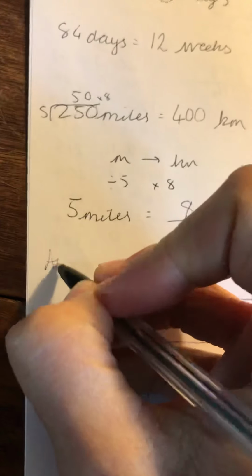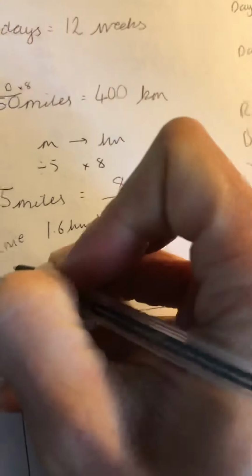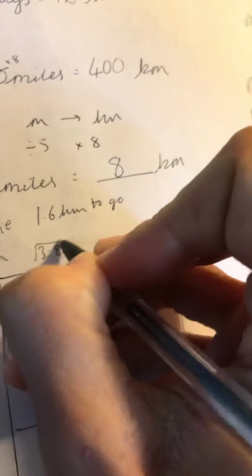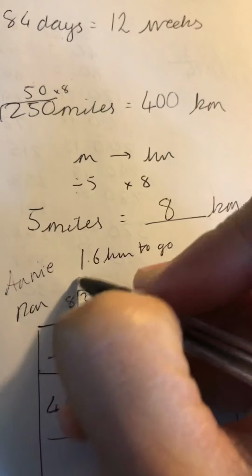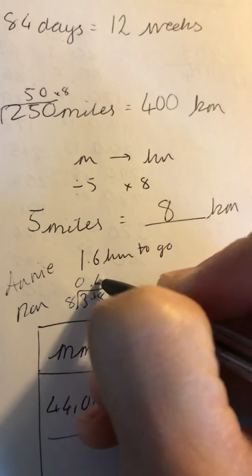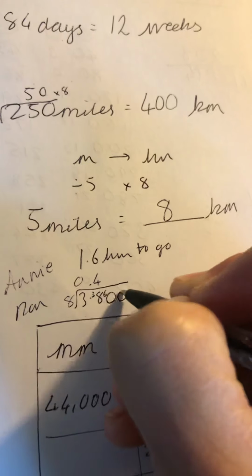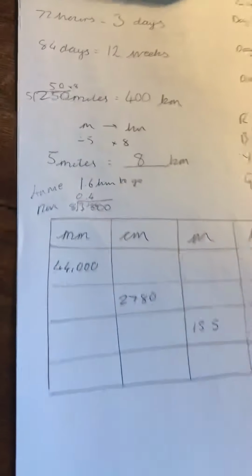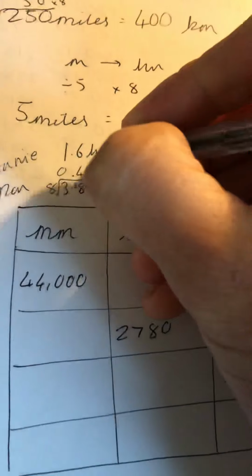So Annie had already run 6.4 kilometres, so she's got another 1.6 kilometres to go. Ron, we're told, has run 3.8 miles, so I'm going to do 3.8 divided by 8, decimal point in line. I'm going to convert this into kilometres so I can compare like for like. 0, that'd be 4, remainder 6, 8 into 60, 7, 8 sevens are 56, remainder 4, and 8 into 40 is 5.